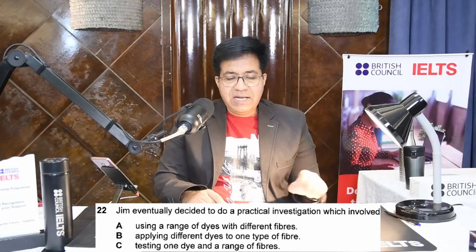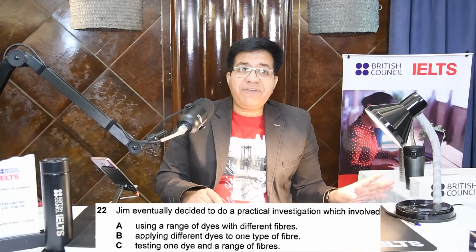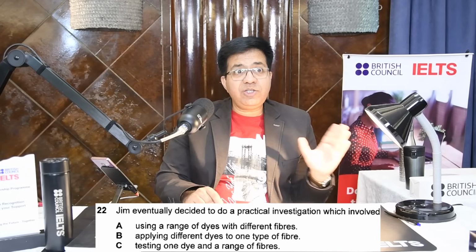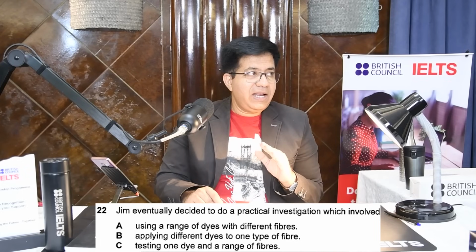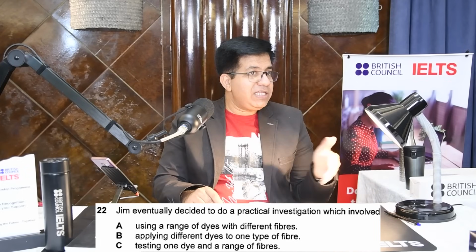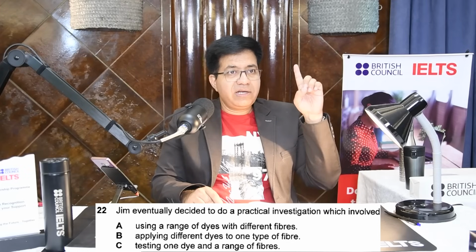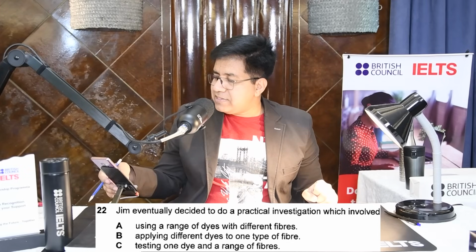Option A is different dyes, different fabric. Option B is different dyes and one fabric, for example, cotton or any other. And option C, one dye and a range of fabrics. Range of fabrics means cotton, nylon and all that. One dye means a single colour. Okay, so let's see what he does.